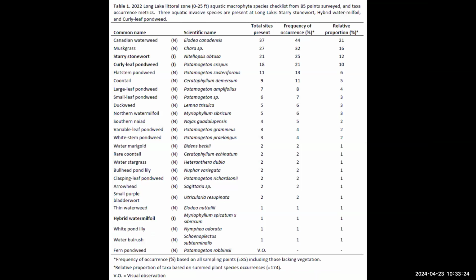What else do we do? This is a total species checklist for that same water body. And why is this useful? Well, look at the species that are present, ranked based on their frequency of occurrence, the number of times that we encountered them.